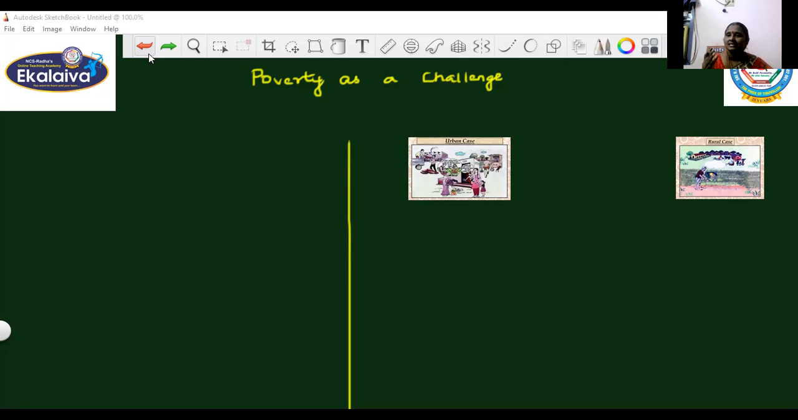So, why is poverty given so much importance? What are the measures taken by the Indian government in order to evade poverty from society? Whether those measures are being taken considerably and consistently, and whether there are still more challenges, we are going to see in this chapter, children. Shall we move on to the lesson? Yes.